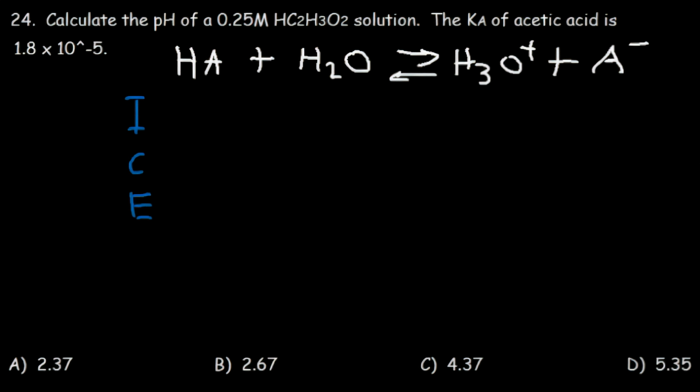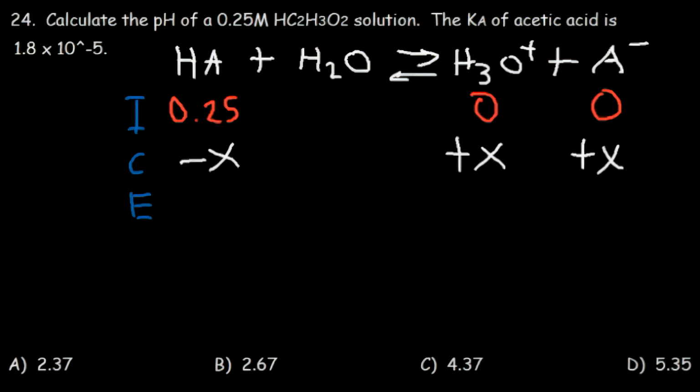So initially, we have 0.25 for the acid concentration. Because water is a liquid, we don't have to include it in the equilibrium expression for Ka. And initially, we have a concentration of 0 for H3O plus and for the conjugate base A minus. So this is going to increase by x, and this is going to be negative x. So we're going to have x, x, and 0.25 minus x.